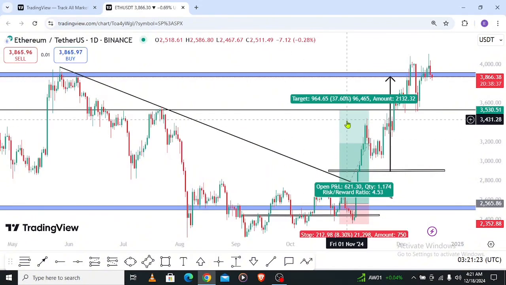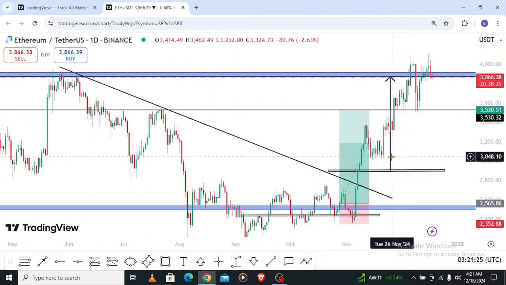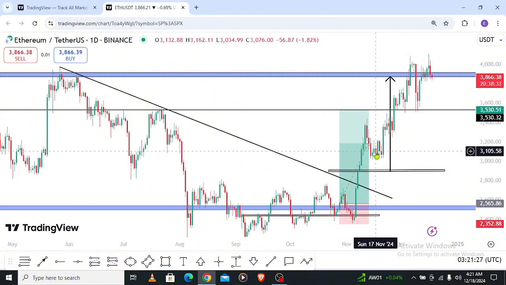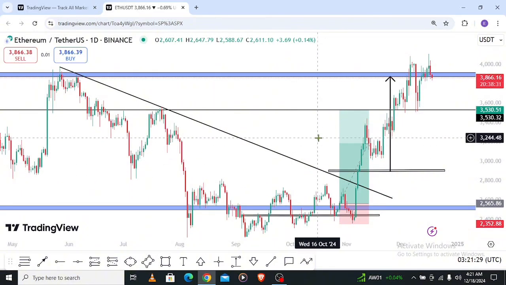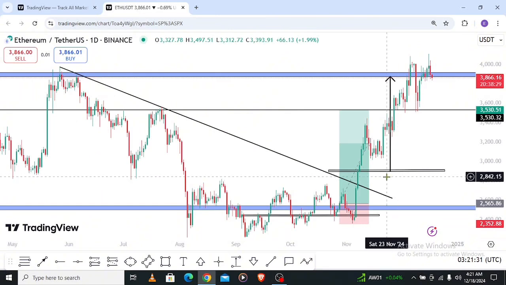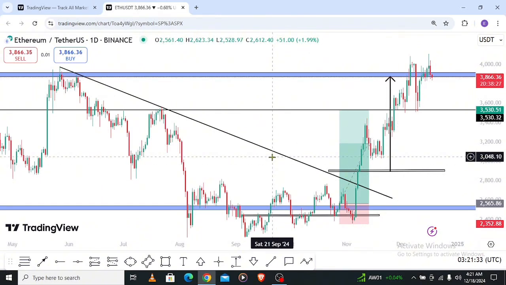So we had to let Ethereum USDT play out to our target, but we didn't get the entry that we wanted to see. With that being said, we're just going to move to the next pair.